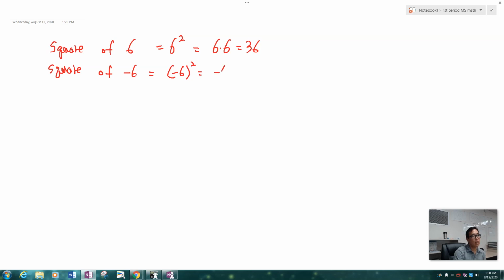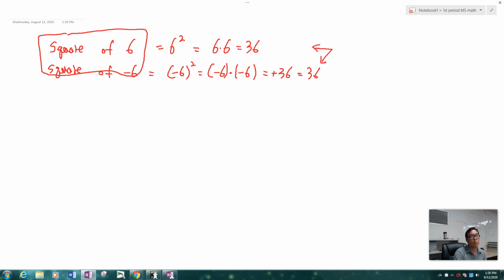So I'm going to multiply -6 times -6, parentheses here, parentheses here. Negative times negative becomes positive, so I'm not even going to bother to write the positive sign, but I'm going to write once. 6 times 6 is 36. So notice, when you square 6 and square -6, they both have positive 36.